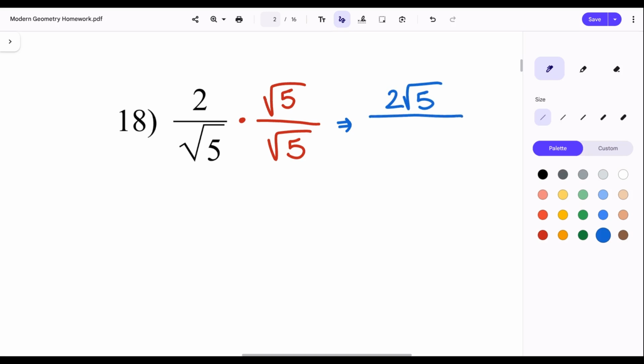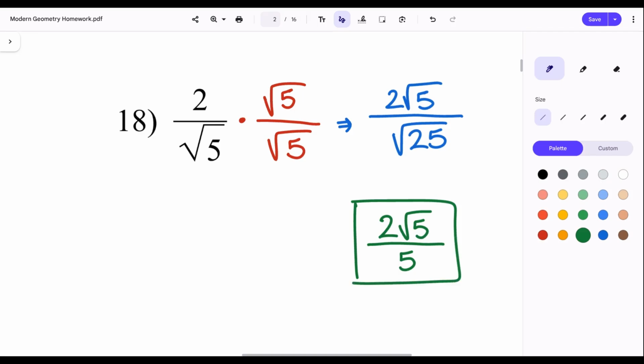What happens on the bottom? Square root of 25. Which is what? 5. So 2 square root of 5 is still on the top, all over 5. Can you reduce anything? No. Why can't we reduce these? Yeah, they're both different from each other. This one has that radical sign. This one does not. So you're done at this point.